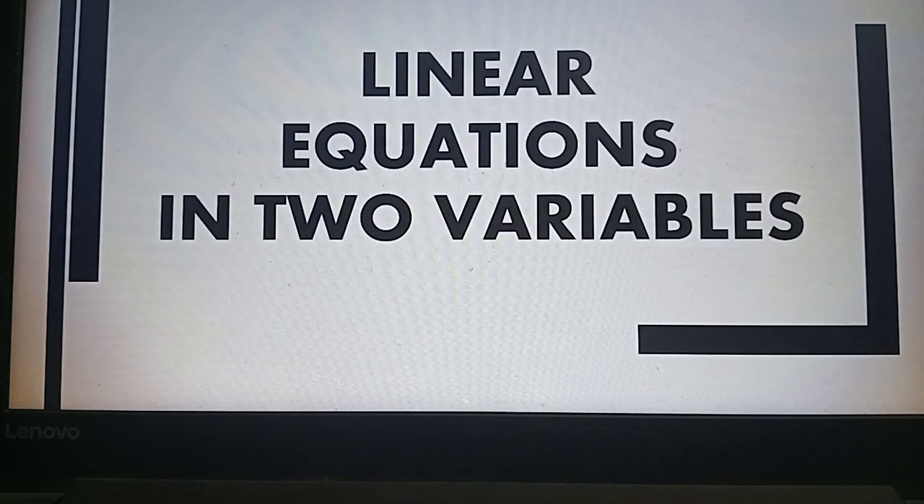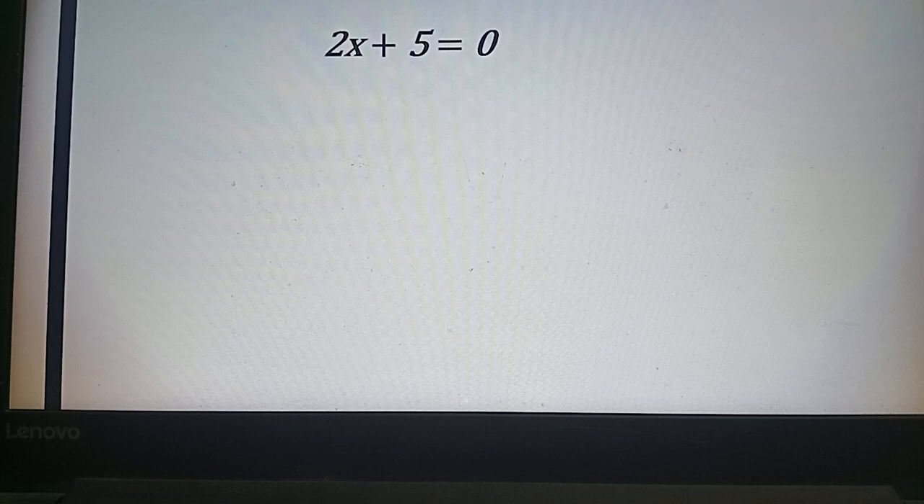Let us study your next topic, that is linear equations in two variables. As you have already studied linear equations in one variable, you know how to represent a linear equation in one variable. Can you tell any one equation? Yes, you can say x plus 1 equal to 0, or as you see in the example, 2x plus 5 equal to 0. Also you know how to represent this equation on the number line. That means how to show the zero of the polynomial or roots of the equation.